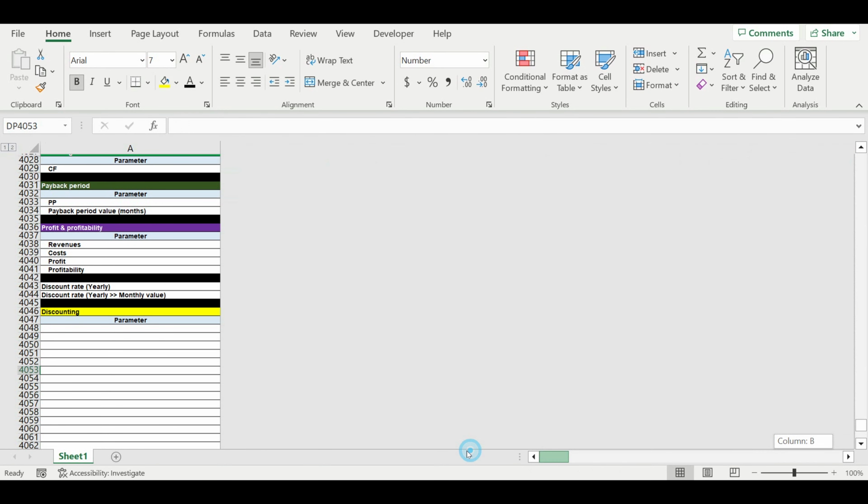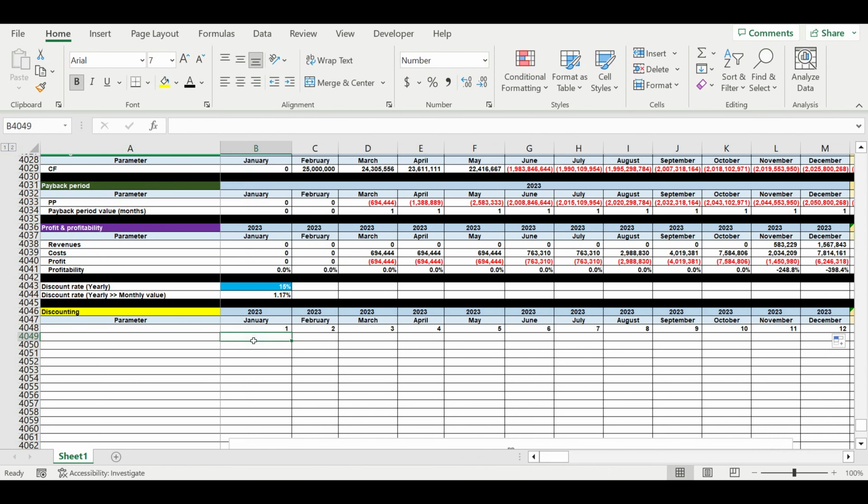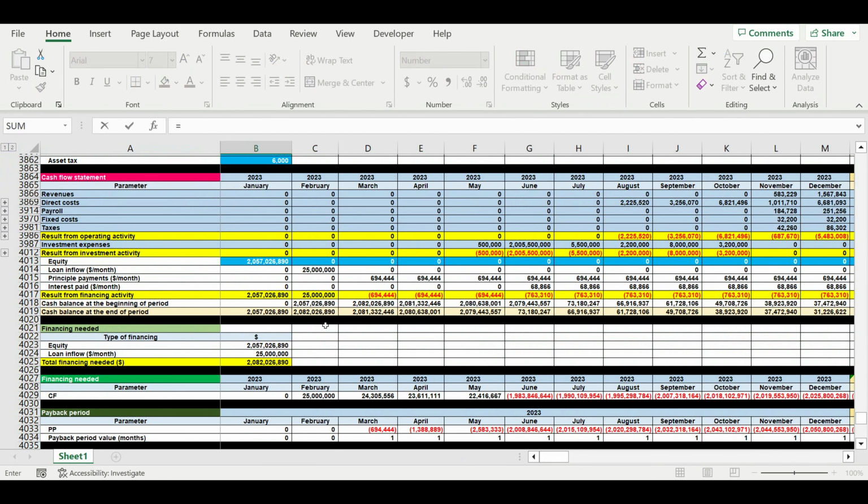So first of all, I will create the free cash flow line. So how will I calculate that? I will go to the cash flow statement. I will use operating activity plus investment activity minus principal payments minus interest payments. This is the first step. Now I will extrapolate this formula to the right.